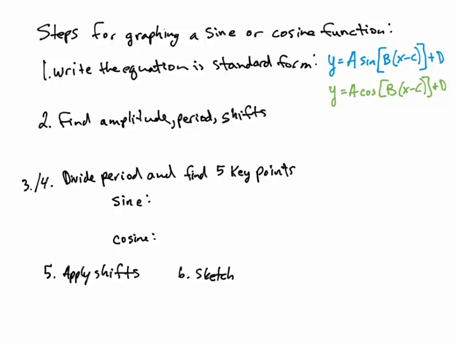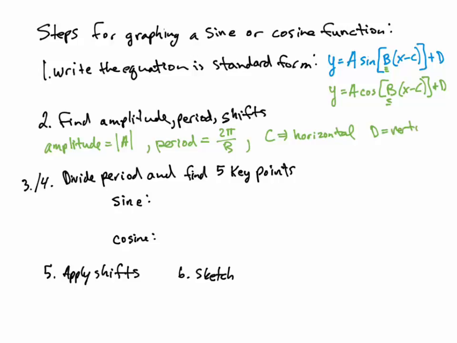Next, we need to find the amplitude, the period, and any shifts that are occurring. So the amplitude is just the absolute value of the a value. The period length for sine or cosine, we take 2 pi and we divide by the b value, so the b value just from the standard form of the equation. And then any shifts. The c value corresponds to a horizontal shift, and d corresponds to a vertical shift.